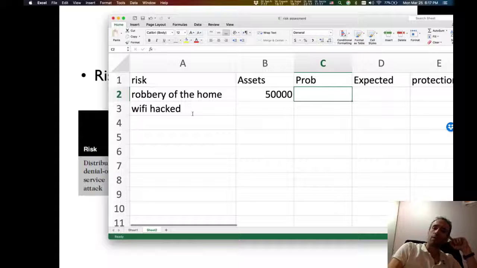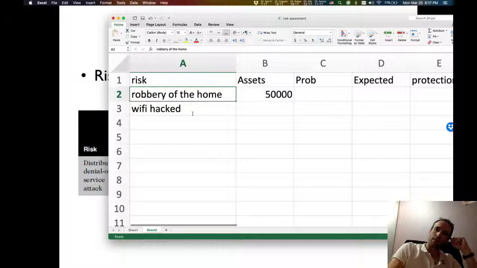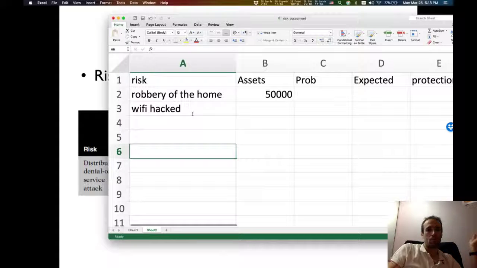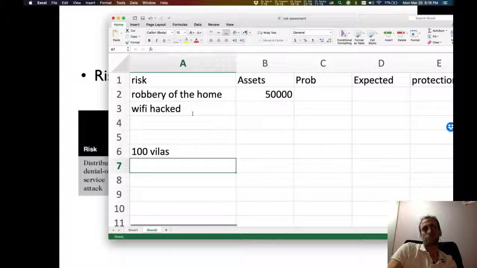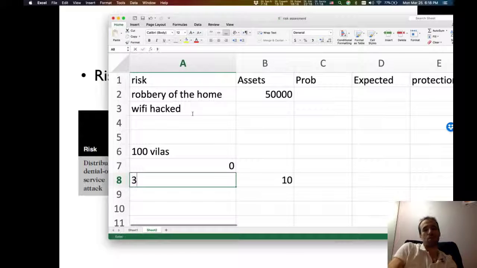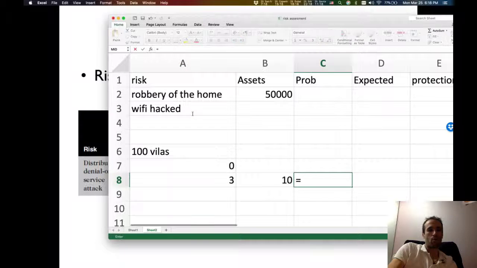And then I calculate the probability that these assets will be stolen in 1 year. How do I calculate that? I would do an estimate. And how do I estimate that? So I would say, let's say I live in a neighborhood where there are 100 villas. So I would ask the police how many robberies per year there are in these villas. Let's say they say 0. Let's say I ask, what about in the last 10 years? And let's say they say there have been 3 robberies in the last 10 years. All right, so that means there are 3 robberies every 10 years.